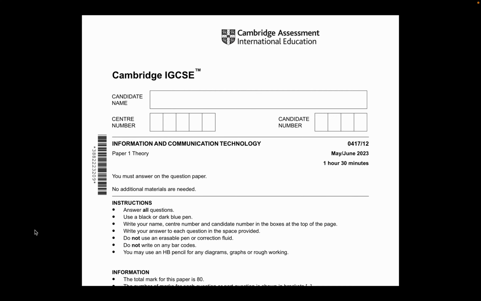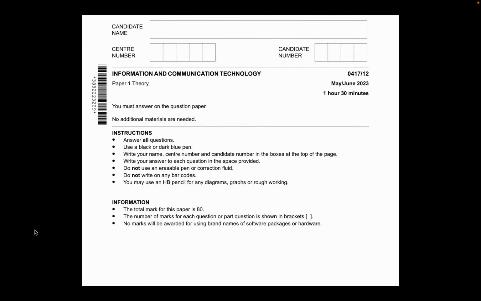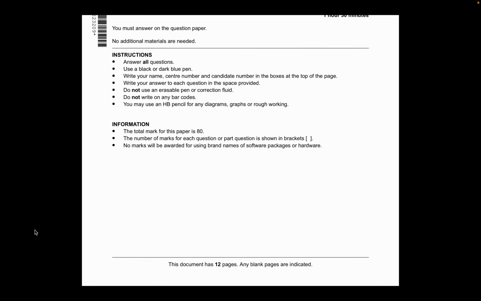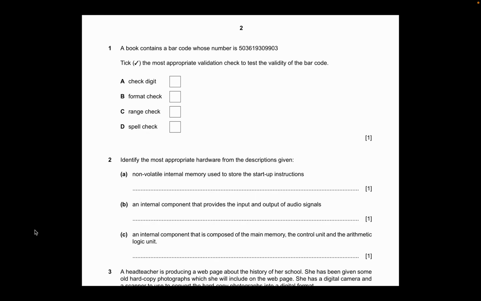Alright, so this is a 1 hour 30-minute paper. We have to read the instructions here. So they're asking us to answer all the questions and use a black or dark blue pen. By the way, it's really important that you guys use a black or dark blue pen, okay? Write your name, everything. The total mark for this paper is 80, okay? So let's start with the first question.